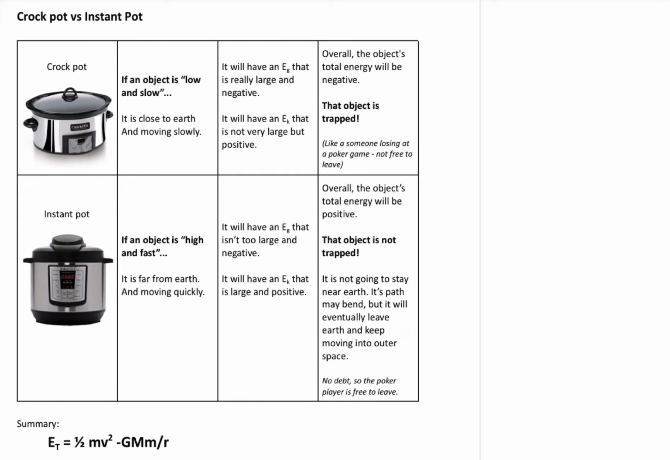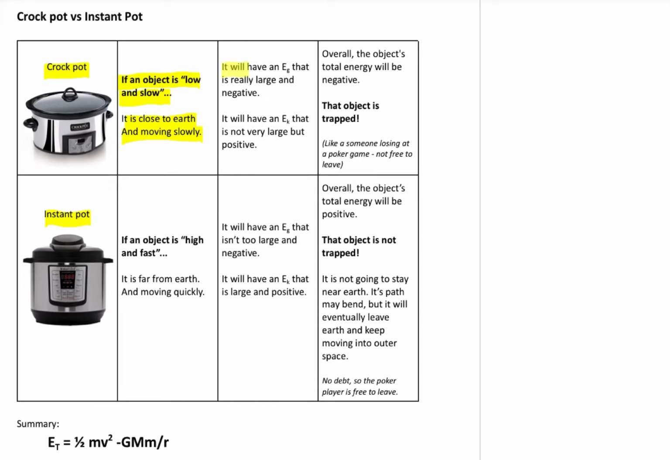When something is flying in outer space, I'm going to break it down into two scenarios. The crockpot scenario and the Instant Pot scenario. The crockpot scenario is, if you've ever cooked in a crockpot, low and slow. If you've got an object that's close to Earth and it's moving slowly.